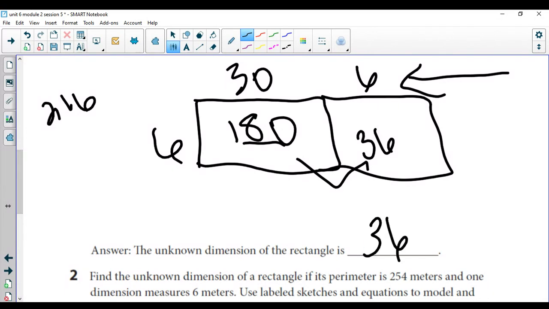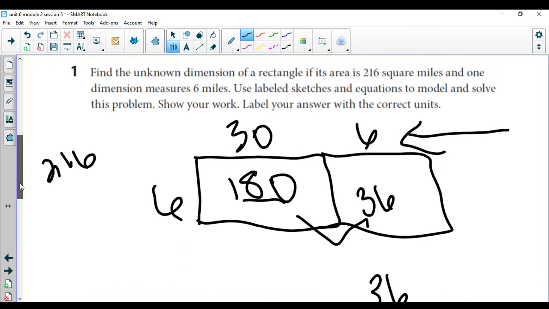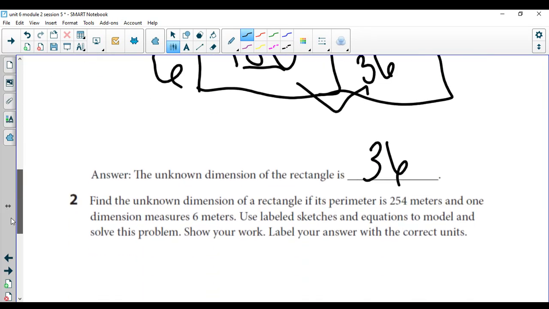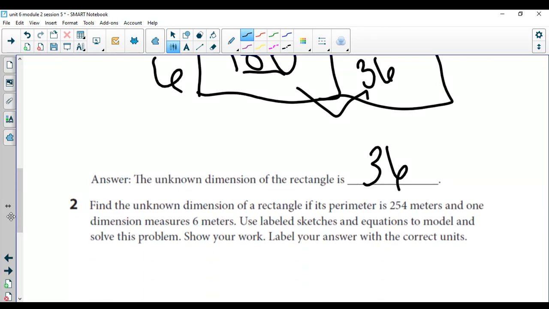It's 36. And what was it? I can't remember. Let's go back up. 36 miles, not square miles, because it's just the other side of the dimension. So 36 miles. Okay, now let's look at number 2.